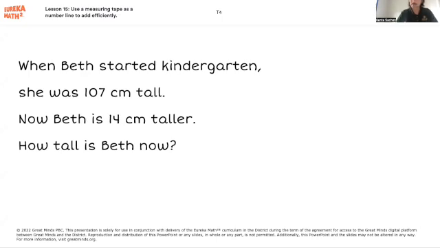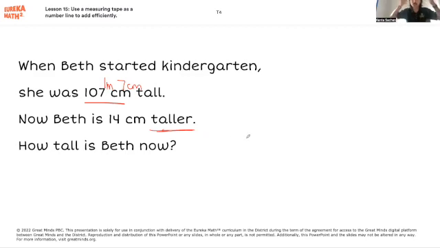Beth, when Beth started kindergarten, remember when you were in kindergarten a couple years ago, with Miss Bowman? When Beth started kindergarten, she was 107 centimeters tall. We can also say that she was 1 meter, 7 centimeters tall. Now Beth is 14 centimeters taller. That means she grew 14 centimeters. How tall is Beth now?